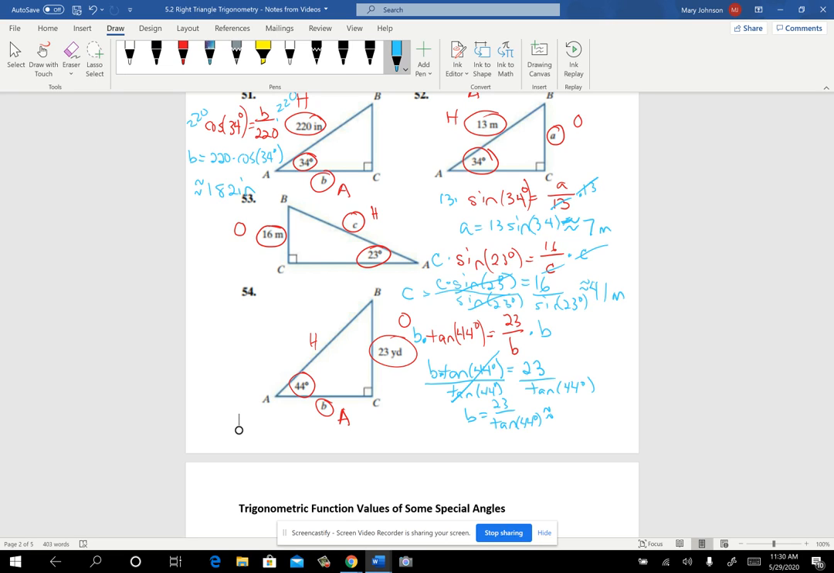So you type in your 23 divided by tangent 44, and you wind up getting around 23.8, so that would be about 24 yards. Okay, and I noticed that it was close to 23 yards, but that's because this 44 degrees means the other angle is like 46 degrees, right? Because all three have to be 180. So these two angles are almost the same size. So that means these two legs have to almost be the same length. Okay, so that makes sense that it was so close to that.